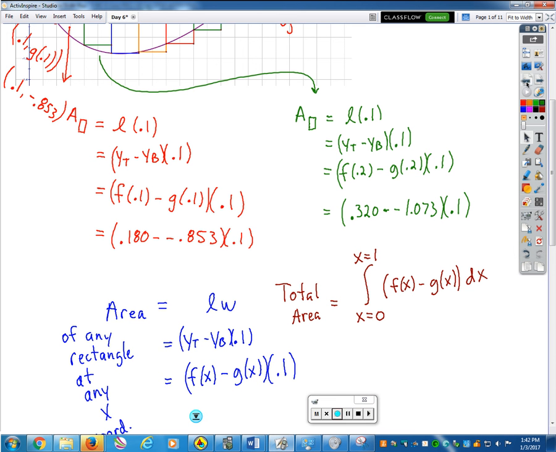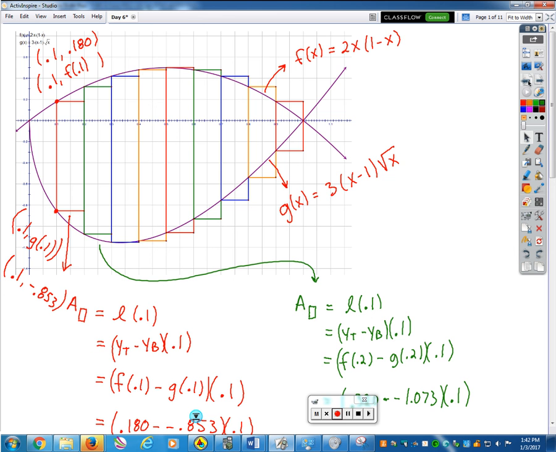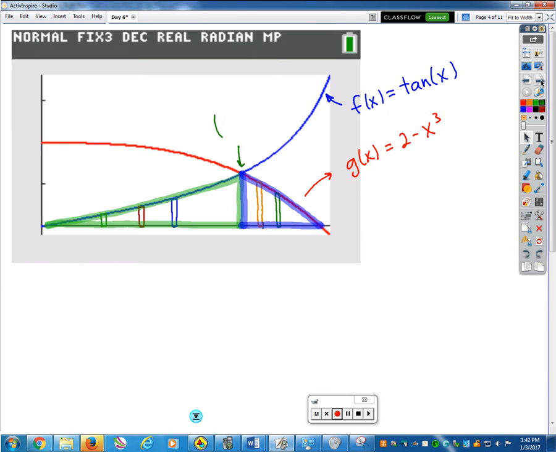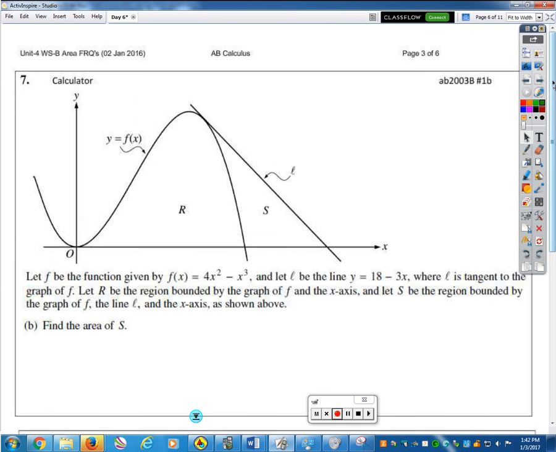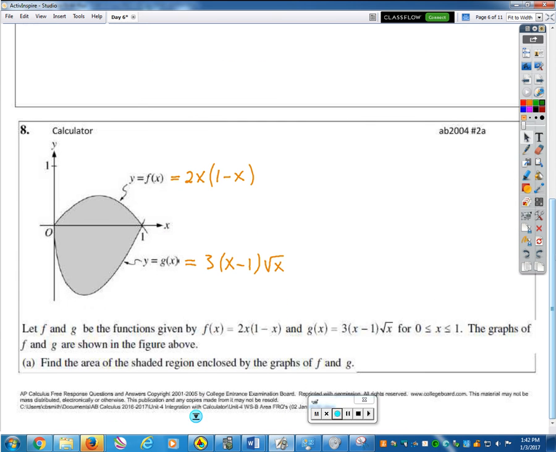Okay, back to the worksheet though. So on the actual problem number 8, on the test, this is what you have to write, the integral. So on problem number 8, I would write down the following. 0 to 1, f of x subtract g of x, times dx, and then the value.